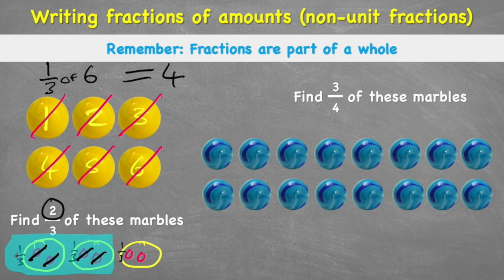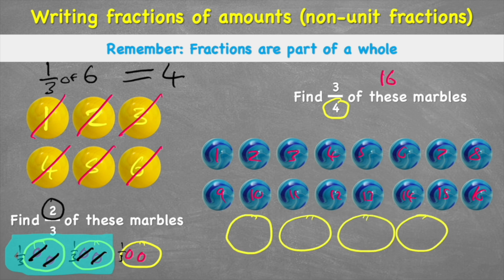Find 3/4 of these marbles. Well, let's count how many I have first. I have 1, 2, 3, 4, 5, 6, 7, 8, 9, 10, 11, 12, 13, 14, 15, and 16. So I have 16. So my question is, find 3/4 of 16. So remember what we need to do first. We need to look at our denominator, quarters or fourths. So I need 4 sharing circles. 1, 2, 3, 4. And then I'm going to simply share my marbles between these 4 sharing circles.